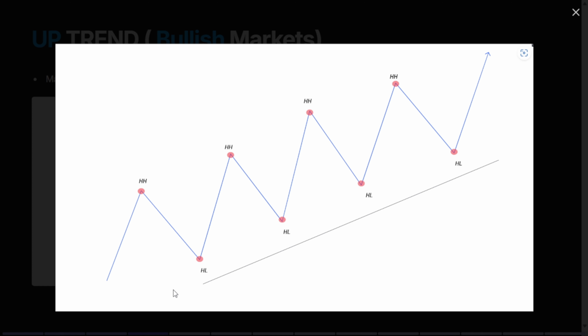An easy way to identify the trend in the market is by simply drawing a trend line. So you just zoom out a little, then you draw a trend line. That alone is going to tell you where the market is currently trending, if it's an uptrend or a downtrend. So as you can see here, the trend line is going up. So it's showing us the market is trending up.